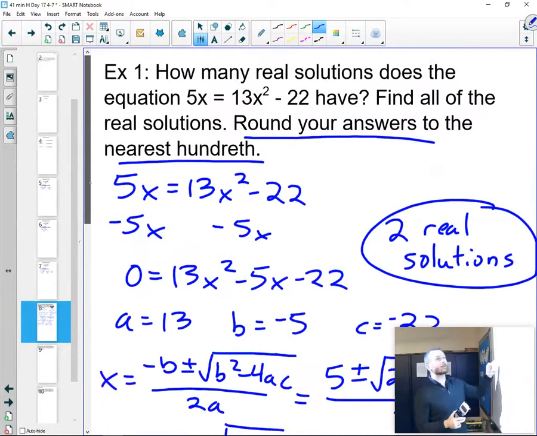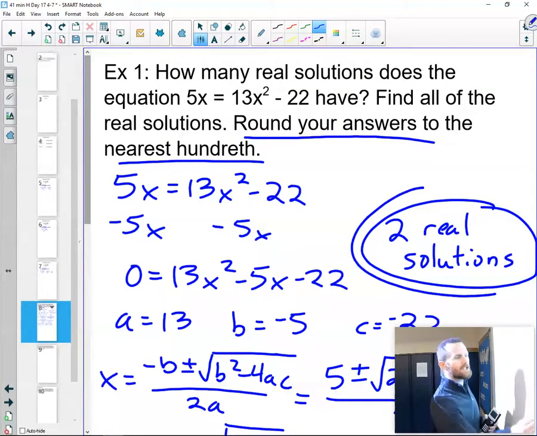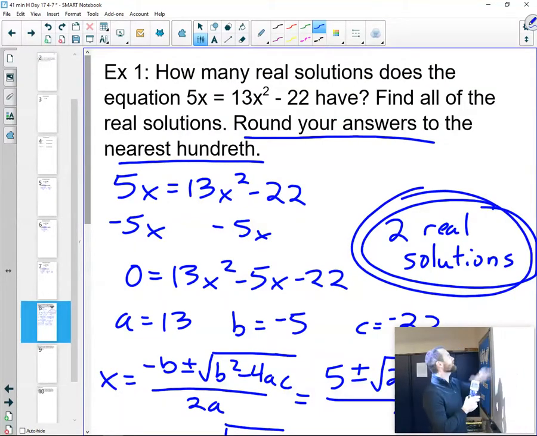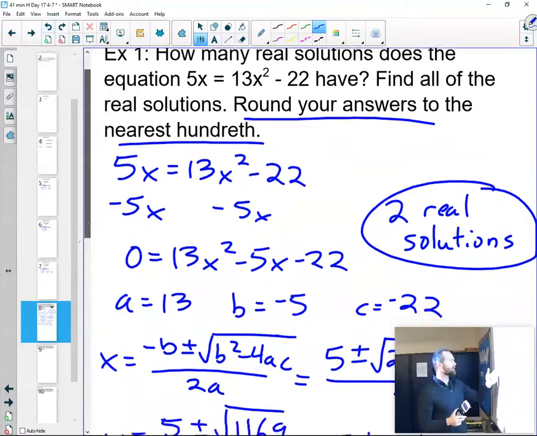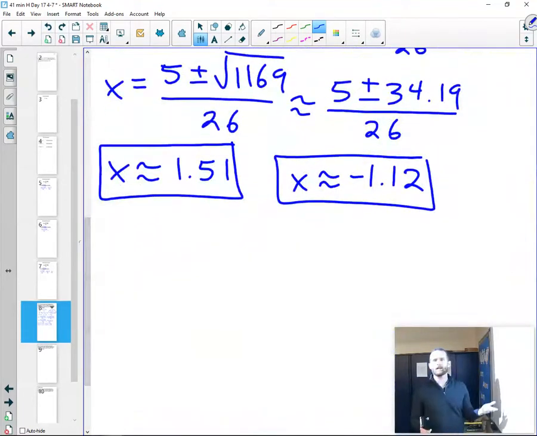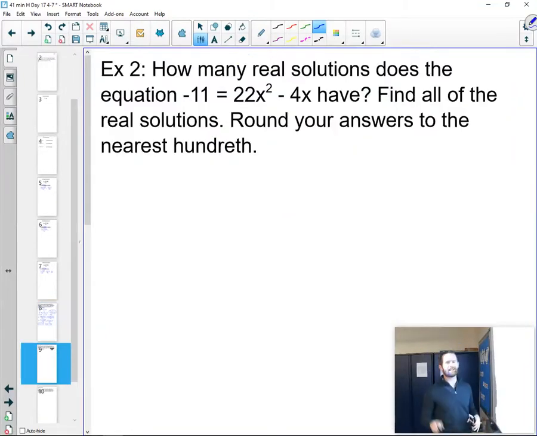So even if, like back here, you didn't see that we're going to have two real solutions, you couldn't think that far ahead, that's fine. Just keep on going, and eventually be like, oh, look at that, we got two. So it's two real solutions. They're 1.51 and negative 1.12 approximately, rounded to the nearest hundredth place, the nearest second decimal.